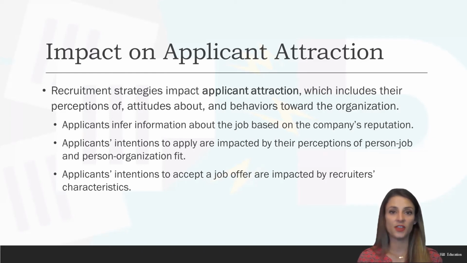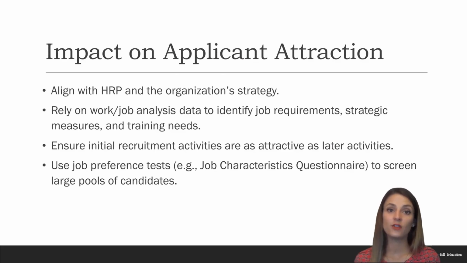There's even some evidence that recruiters who are warm, respectful, and knowledgeable about both the organization and the job play a role in the likelihood that applicants accept job offers. When recruiters have these more positive qualities, applicants are more likely to accept the job offer. Researchers have identified several strategies we can use to have a positive impact on applicant attraction. First, make sure the recruitment system aligns with the organization's strategy.